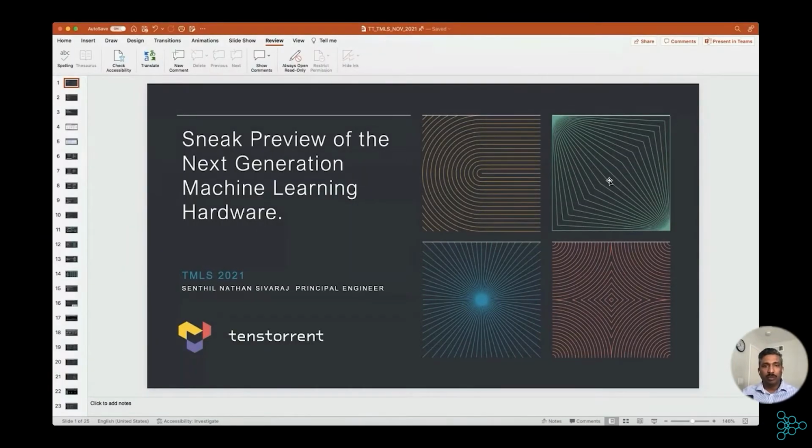Today, I'm going to talk about our next generation machine learning hardware we have been developing here at Tenstorrent. The goal of this presentation is to give a good overview of our hardware architecture, as well as explain its scale-out capability, which is very important for modern-day training.